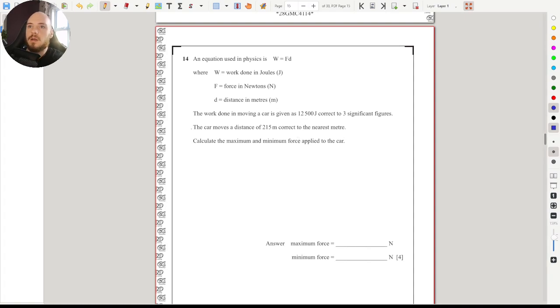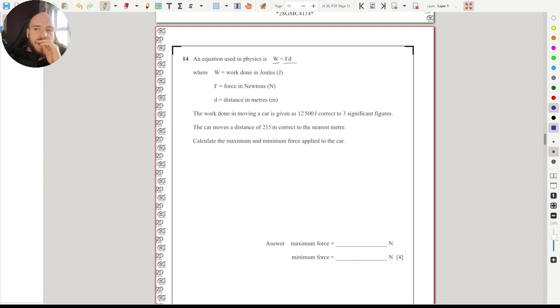So let's take a look at question 14. All right. So an equation used in physics is work done is equal to force multiplied by distance. Lovely equation. It explains it here. W is equal to work done. F is force in newtons. And D is distance.